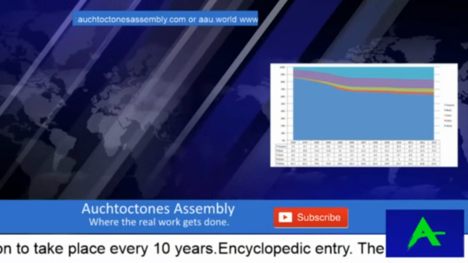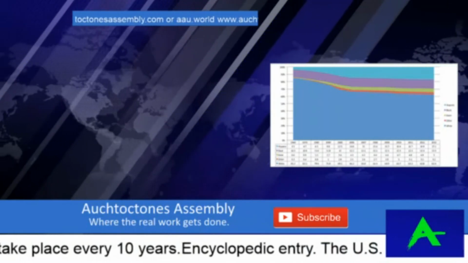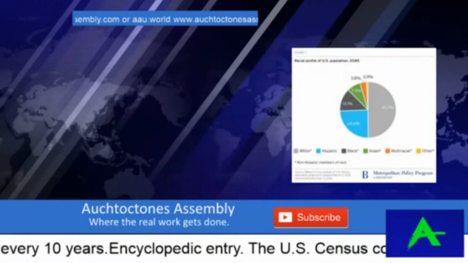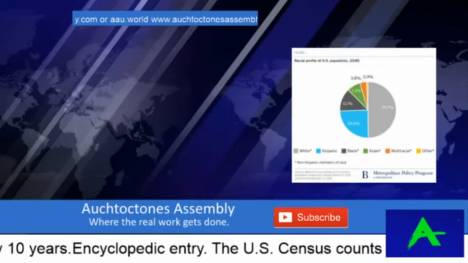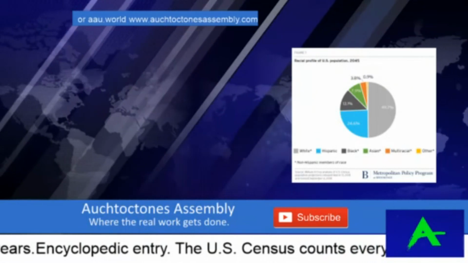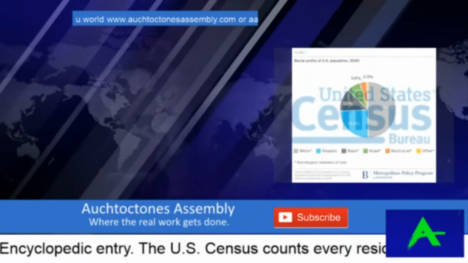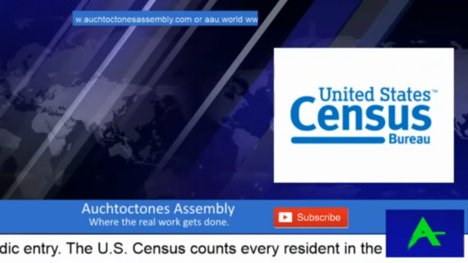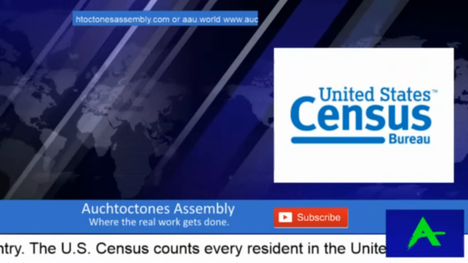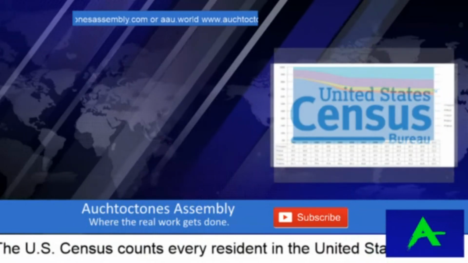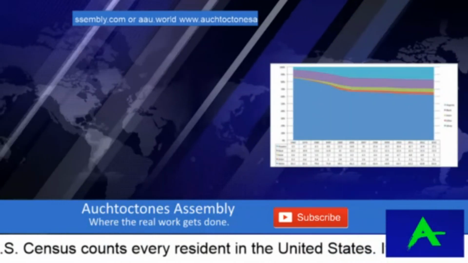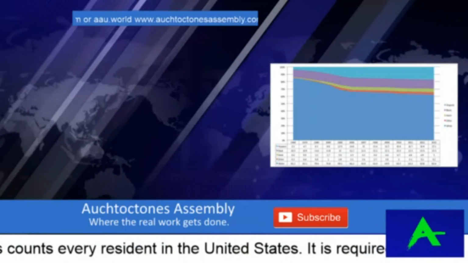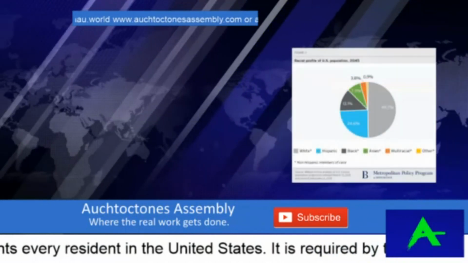Susceptible, adjective. Able to be influenced to behave a certain way. Urban area, noun. Developed, densely populated area where most inhabitants have non-agricultural jobs. Encyclopedic entry, urban area. U.S. Census, noun. Count of everyone in the U.S., conducted every 10 years. Encyclopedic entry, U.S. Census.